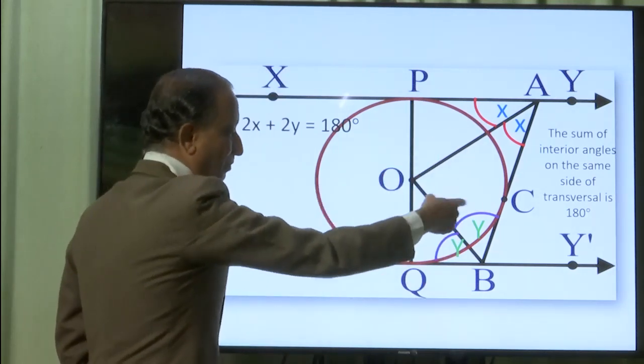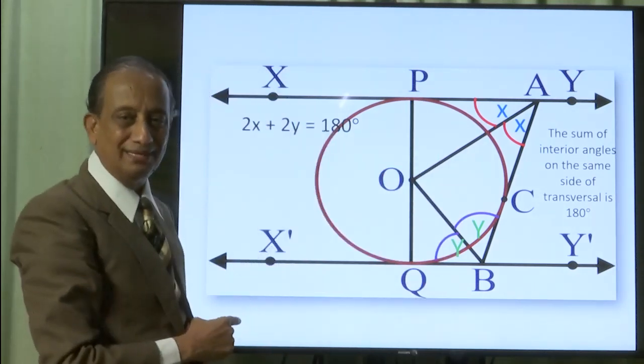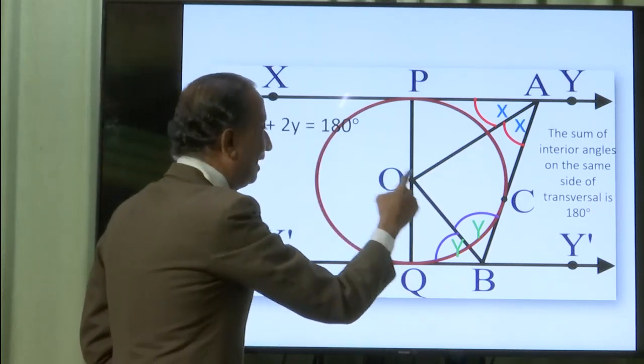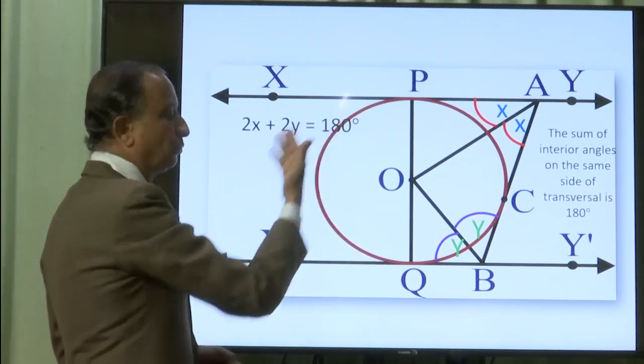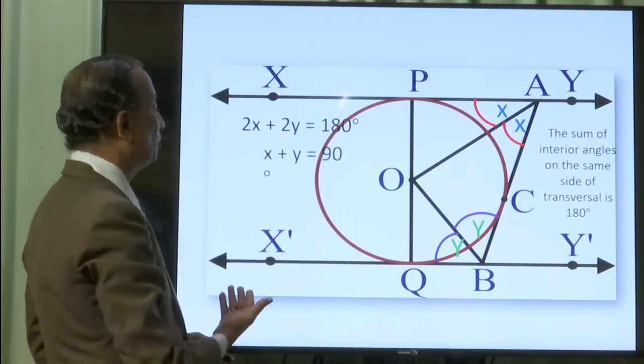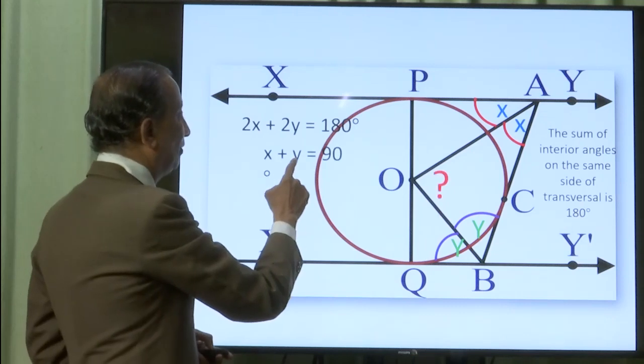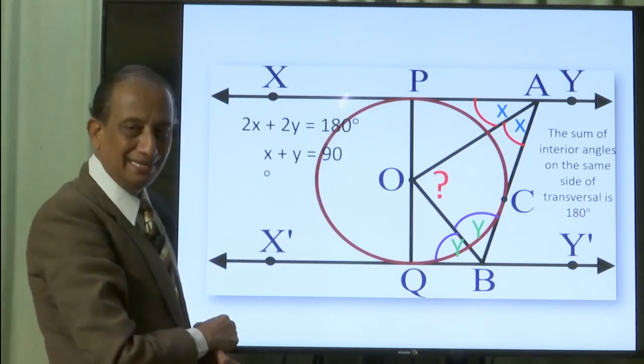So, 2x plus 2y has to be 180 degrees. Now, how to find this angle using this equation? It is quite simple. Divide throughout this equation by 2. So, you will get x plus y is equal to 90 degrees.